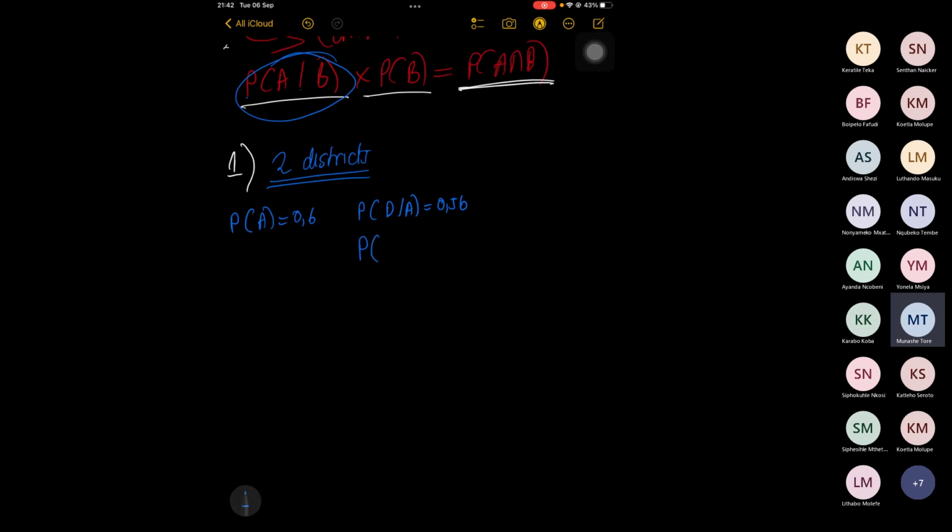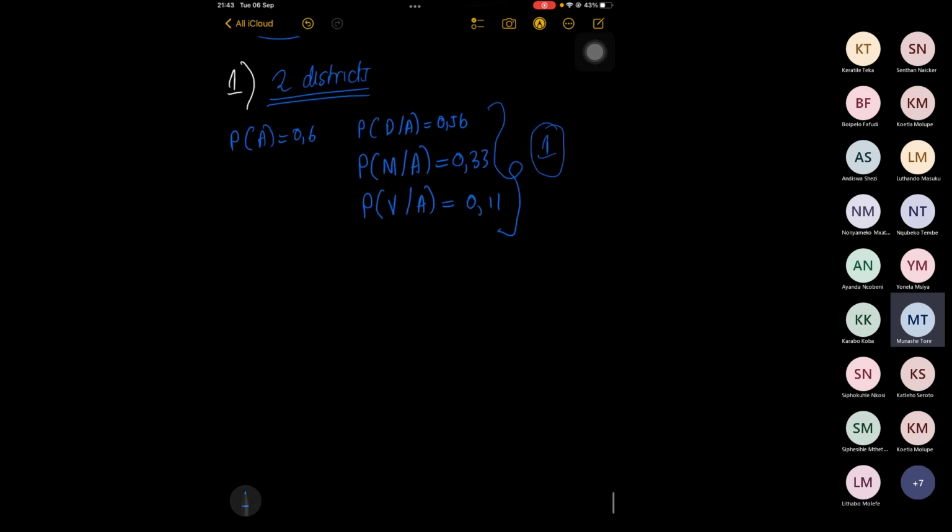Then probability of moderately satisfied, let's denote it by M, moderately satisfied given they're coming from A, it's going to be 0.33. Then, and the remaining 11% are very satisfied. So probability of very satisfied, given they're coming from A, is definitely going to be equal to 0.11. Also note, if you add these three probabilities, the sum will be 1. Keep that in mind. It's supposed to be 1 always, actually.